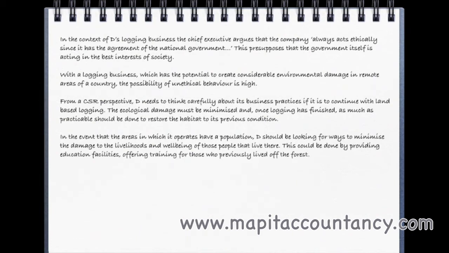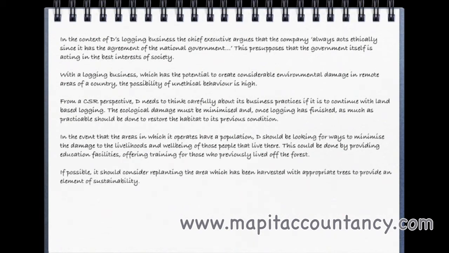In the event that the areas in which it operates have a population, D should also be looking for ways to minimise the damage to the livelihoods and well-being of those people that live there. This could be done by providing educational facilities or offering training for those who have previously lived off the forests. So if we're damaging their way of life, well then we should try to make good that damage. If possible, D should consider replanting the area, so making sure that all of the trees that have been harvested are replanted, with appropriate trees to provide an element of sustainability.